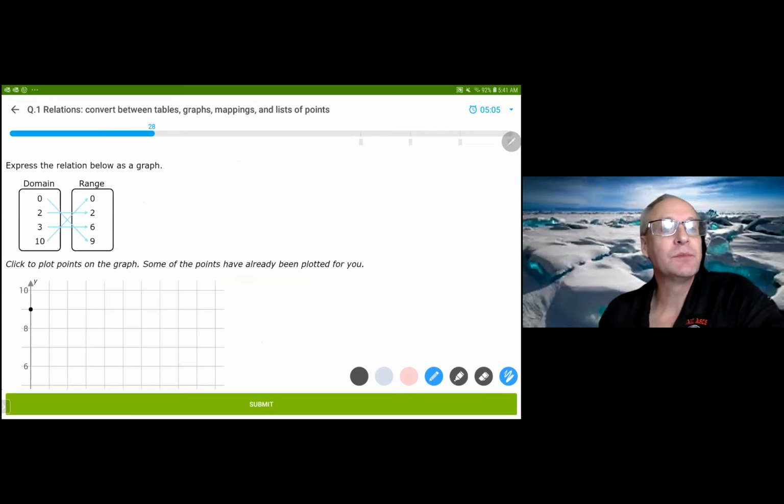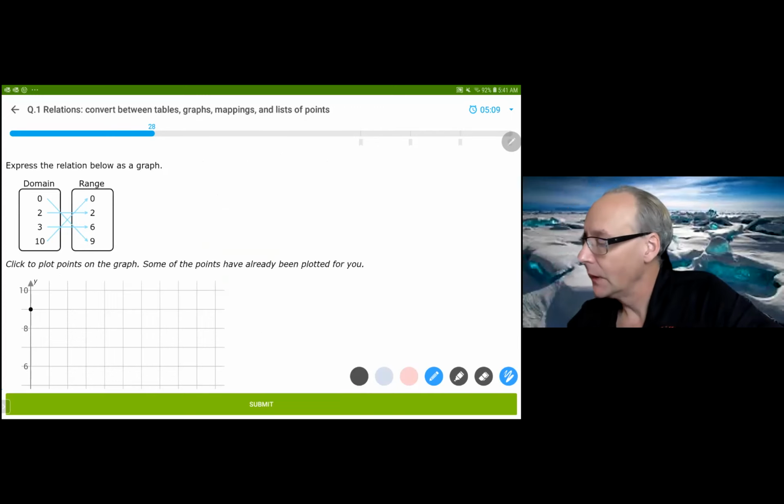Alrighty then. Express the relation below as a graph. Okay, so we're supposed to, as you can see, each one of these only goes to one output. So that's okay. This is a function. 0 goes to 9. Let's see, 2 goes to 2. 3 goes to 6. And 10 goes to 0.